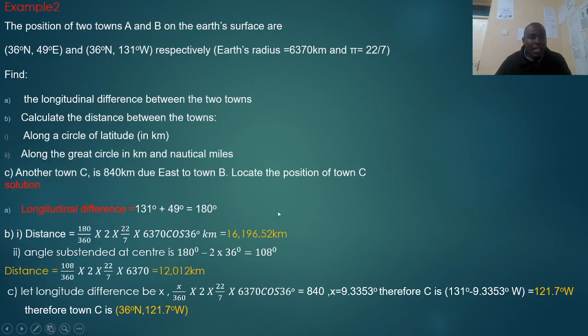For part A it is direct because the difference is 180. So we use 180 over 360 times 2 times 22 over 7 times 6370 times the cos of 36, because the latitude is 36. So you get your answer 16,196.52 kilometers. And the angle now subtended at the center, that is for you to find along the great circle.